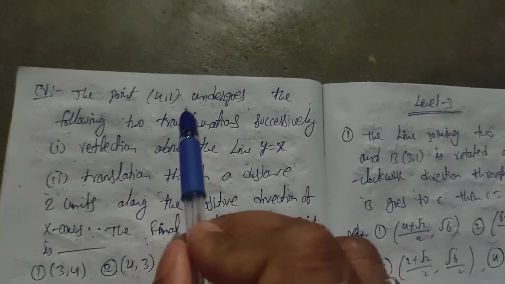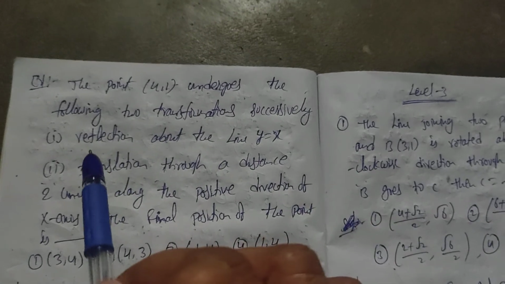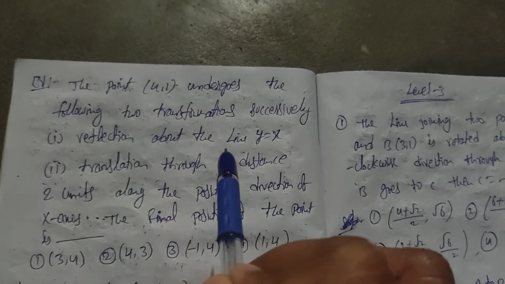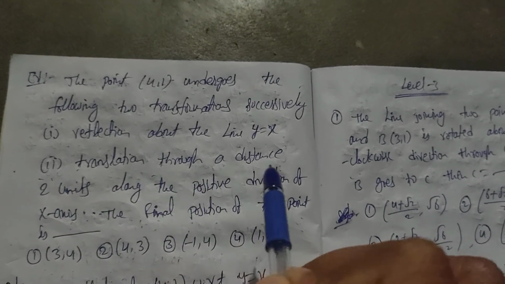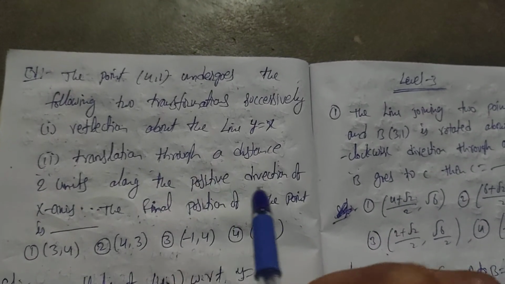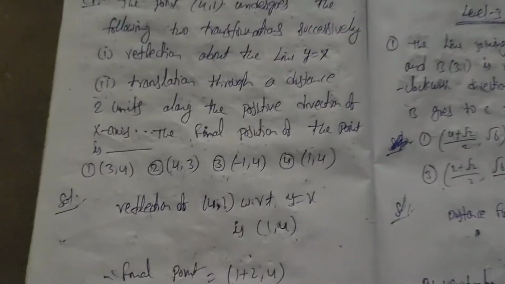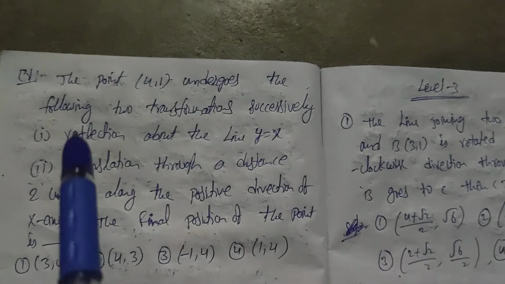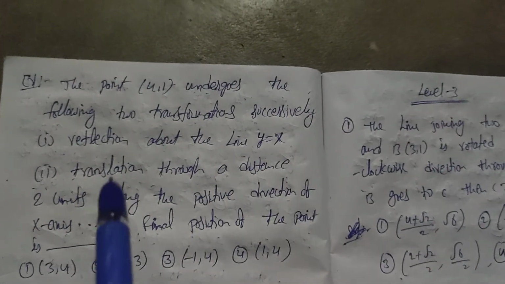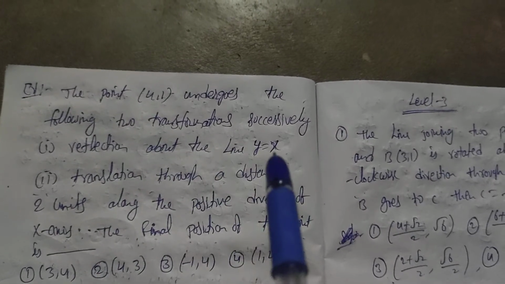Next one. The point (4, 1) undergoes the following two transformations successively. First one, reflection about the line y equal to x. Second one is translation through a distance of 2 units along the positive direction of the x-axis. The final position of that point is asked. So the point (4, 1) undergoes the following two transformations successively. First, find the reflection about the line y equal to x.